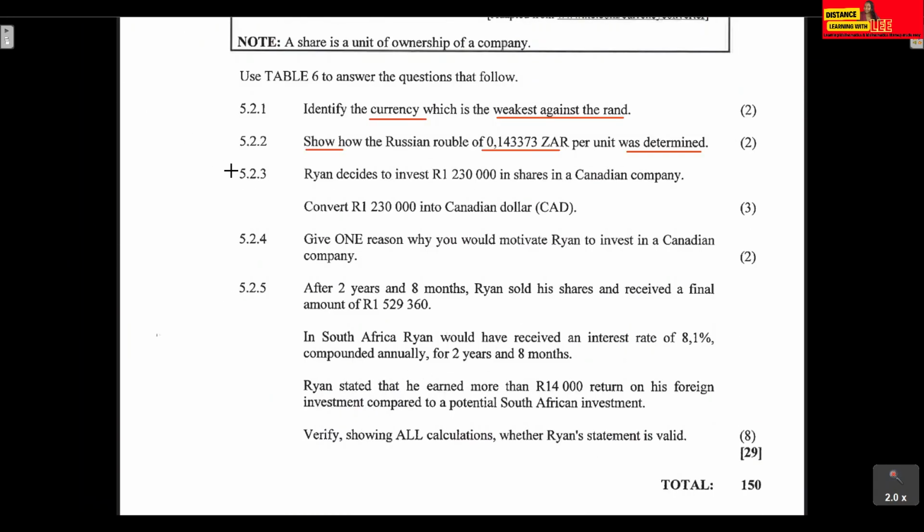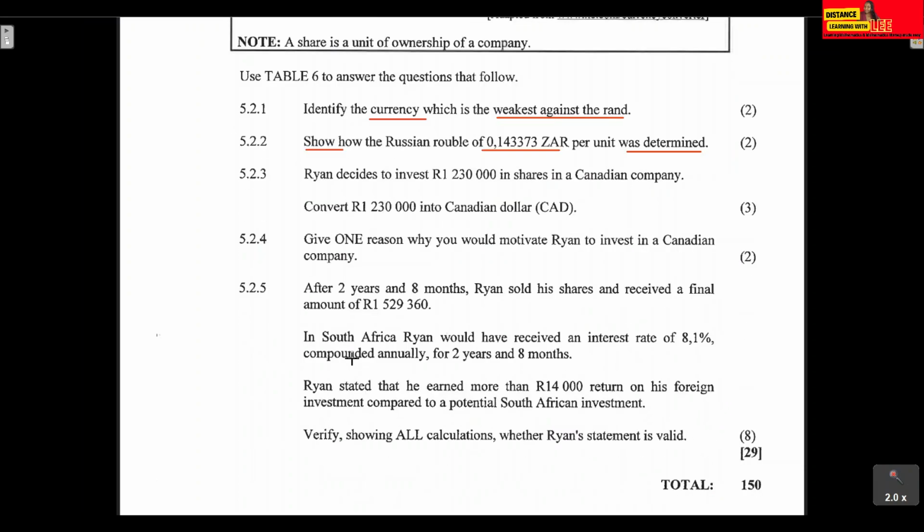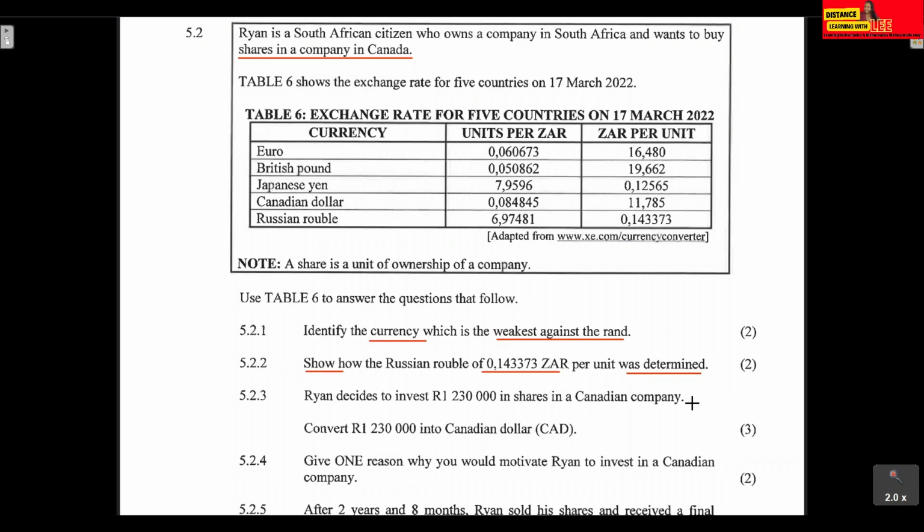All right, let us have a look at question 5.2.4. It says, give one reason why you would motivate Ryan to invest in a Canadian company. For you to come up with this reason, you need to look at all the information that has been given to us here. Why would you personally advise Ryan to invest in a Canadian company?